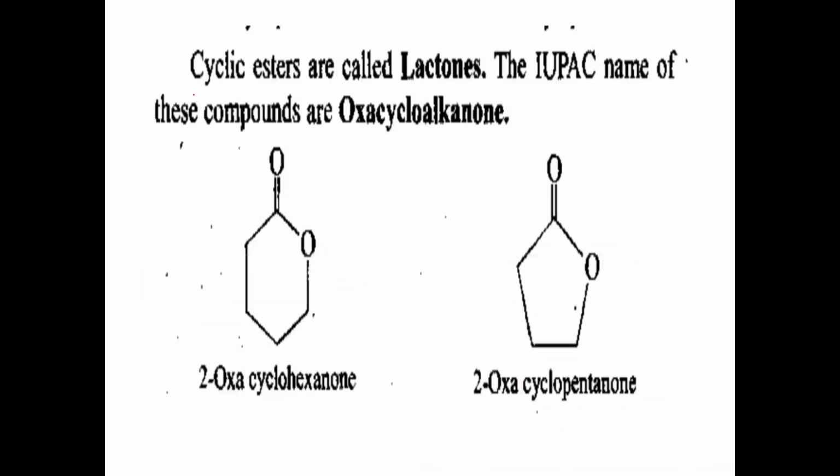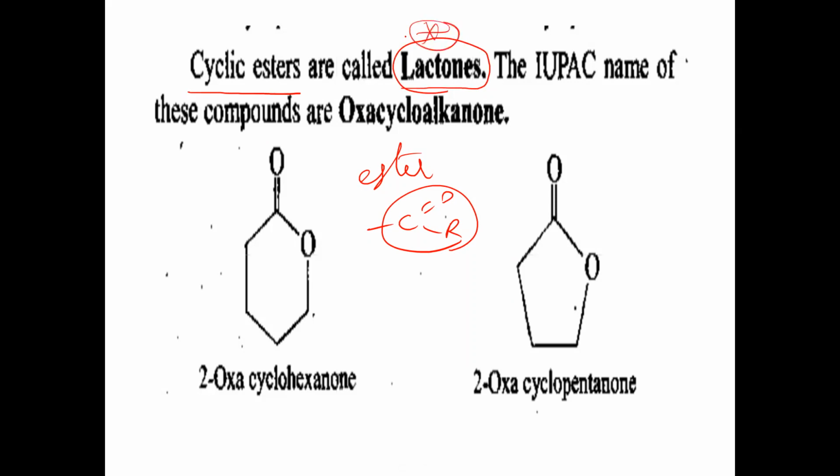The next important point we have to remember is about cyclic esters. Generally, ester means what? Only ester means what? Bond COOR. It's called ester. So cyclic esters are called lactones. Lactones are nothing but cyclic esters. Keep this word in mind: cyclic esters are called lactones.